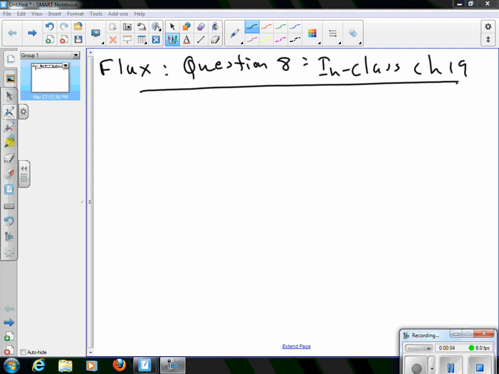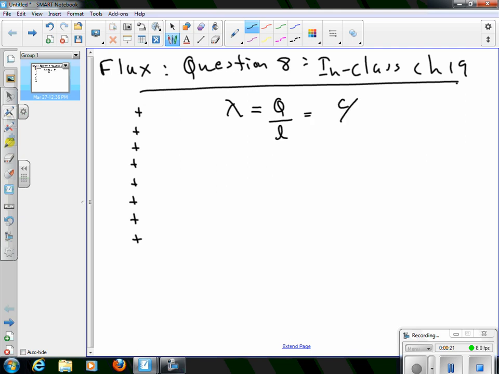We have an infinite, finitely long charge line with the linear density lambda. Lambda is Q over L, with units coulomb per meter. So lambda is given. Okay, so line of charges.